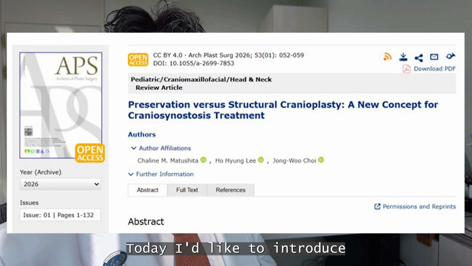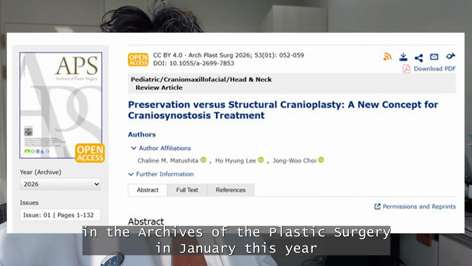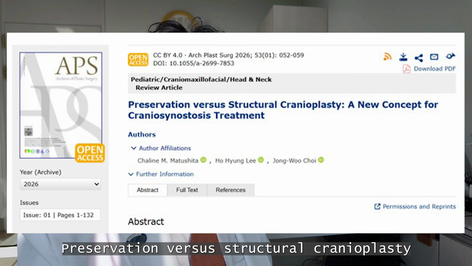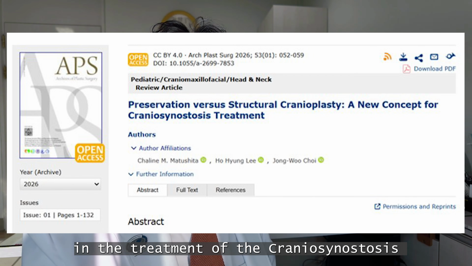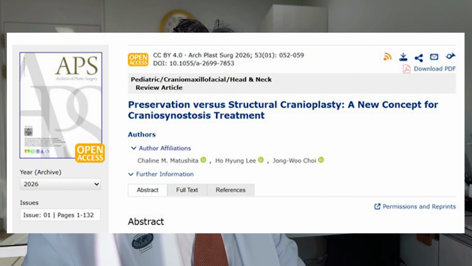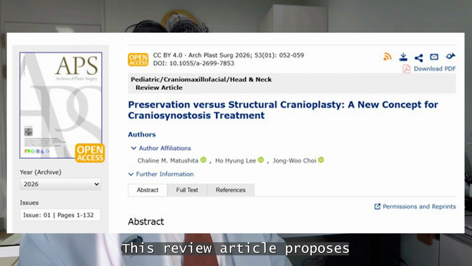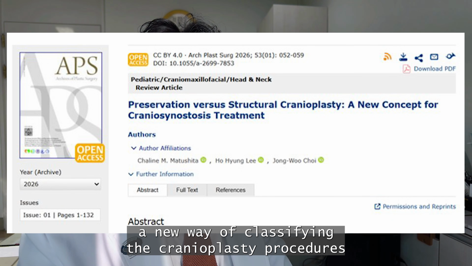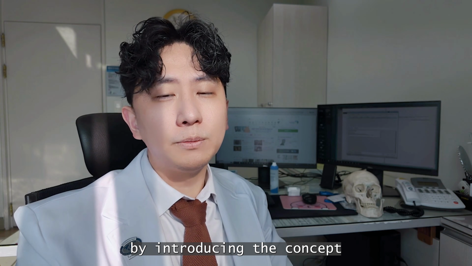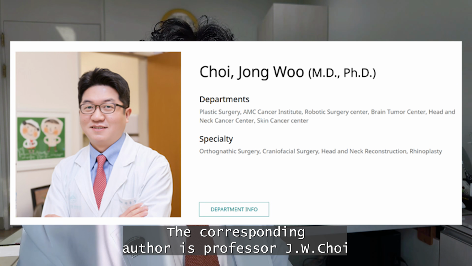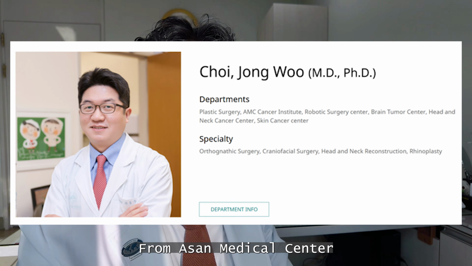Today, I'd like to introduce our review article published in the Archives of Plastic Surgery in January this year, titled Preservation versus Structural Cranioplasty in the Treatment of Craniosynostosis. I'm also the second author of this article. This review article proposes a new way of classifying cranioplasty procedures by introducing the concept of preservation cranioplasty. The corresponding author is Professor J.W. Choi from Asan Medical Center.